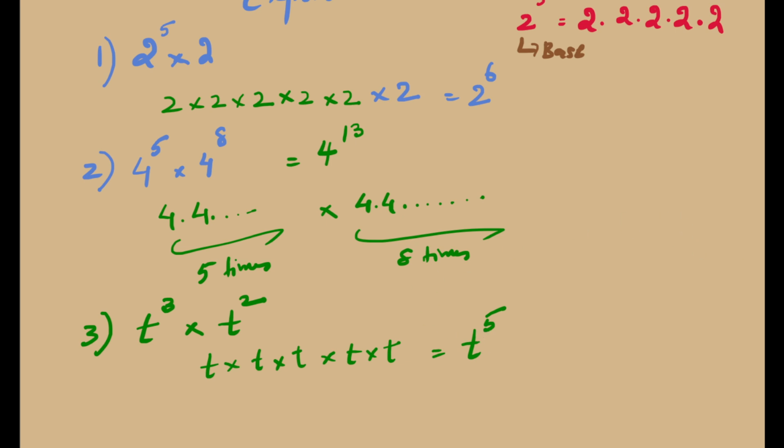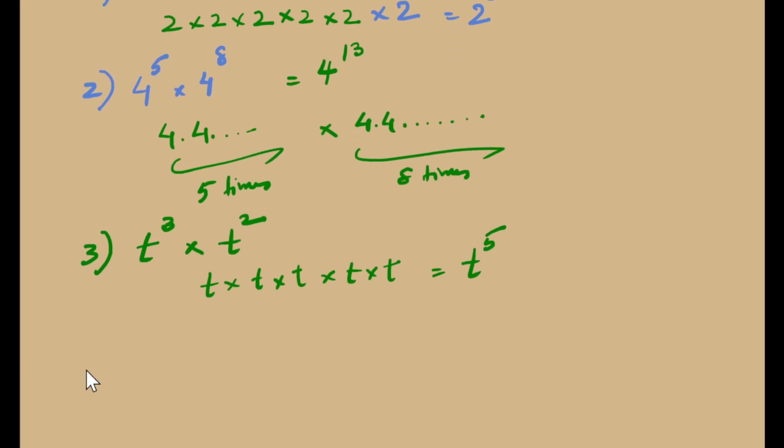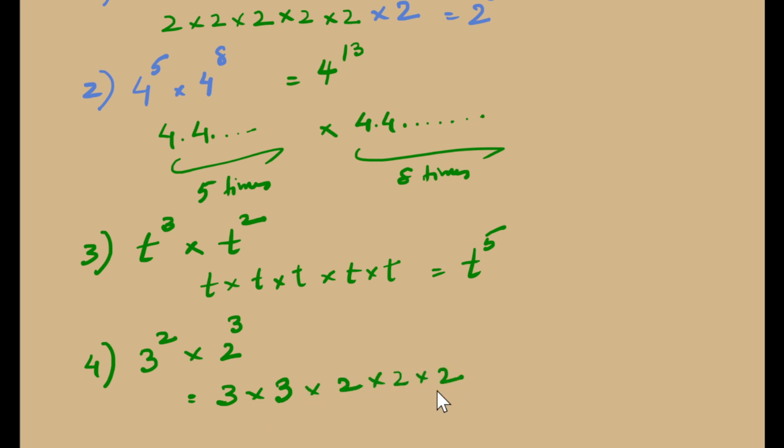So let's have another example: 3 raised to the power 2 into 2 raised to the power 3. If you write it, 3 is multiplied 2 times into 2 multiplied 3 times. This one cannot be combined like the previous ones, but of course we can simplify it, because 3 into 3 is 9, and 2 multiplied 3 times is 8, and 9 into 8 would be 72. So a simplification is done here.